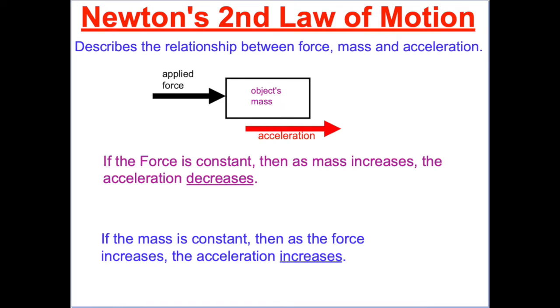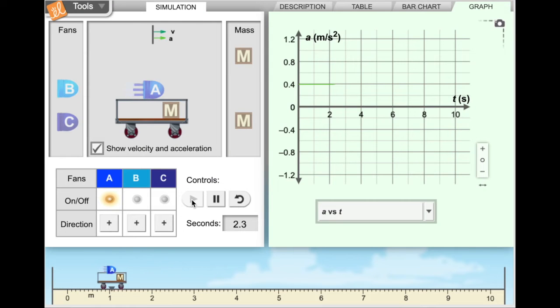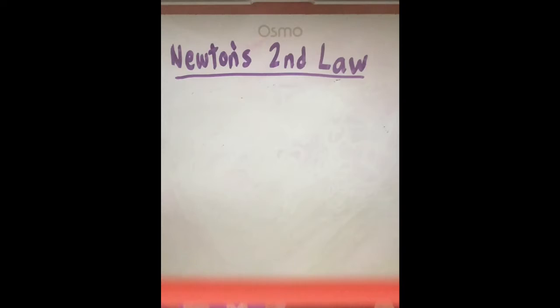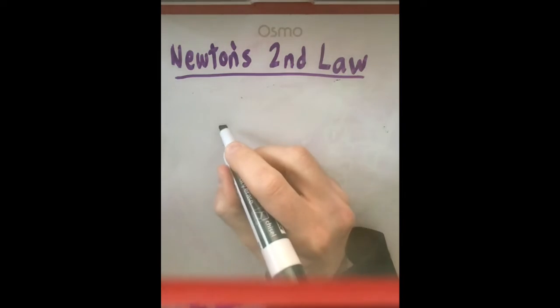We also found that if the mass is constant, then as the force increases, the acceleration increases. In other words, on the same mass, a larger force will result in a higher acceleration. Now, we're going to create a math formula to relate these three quantities. Let's start with the force and acceleration.